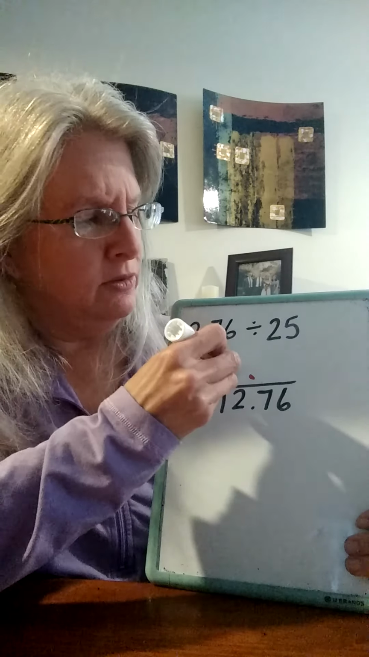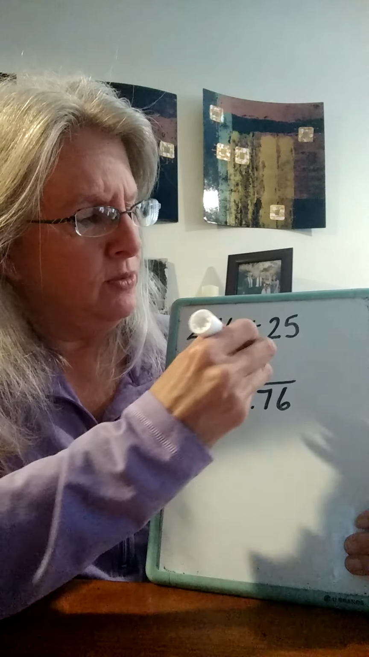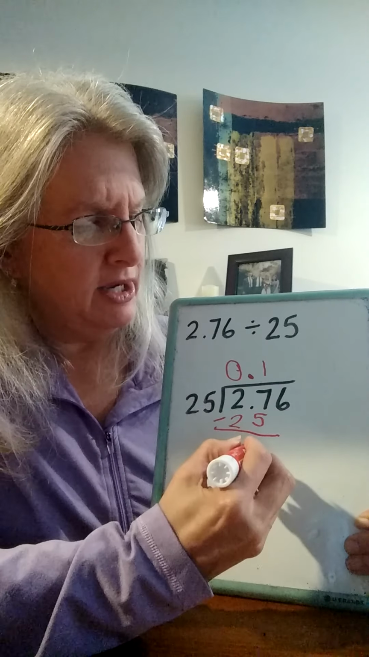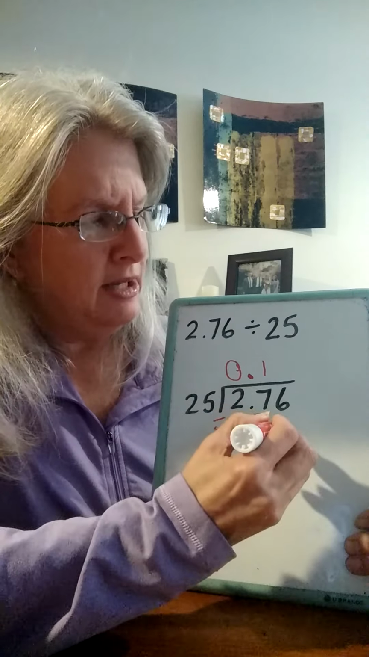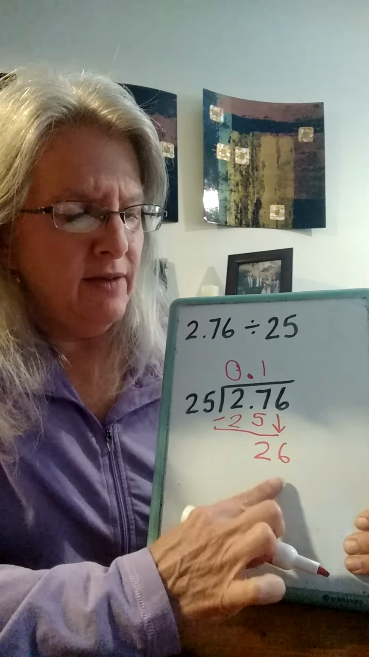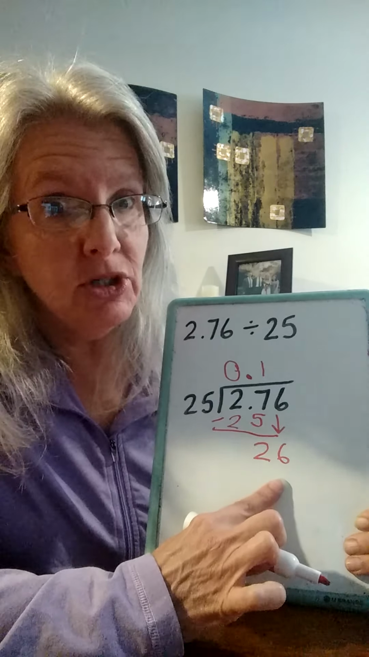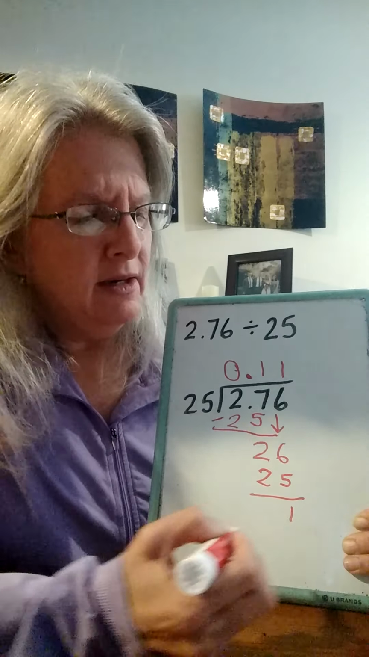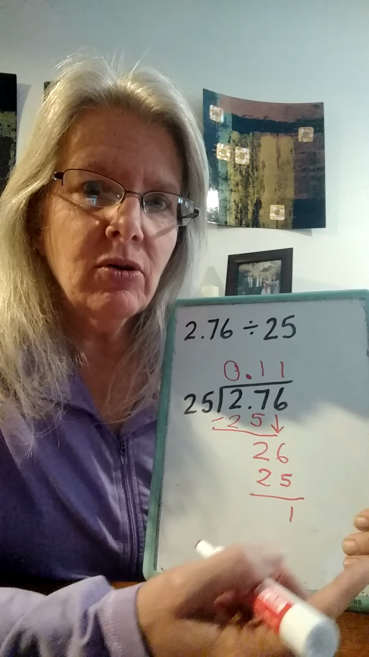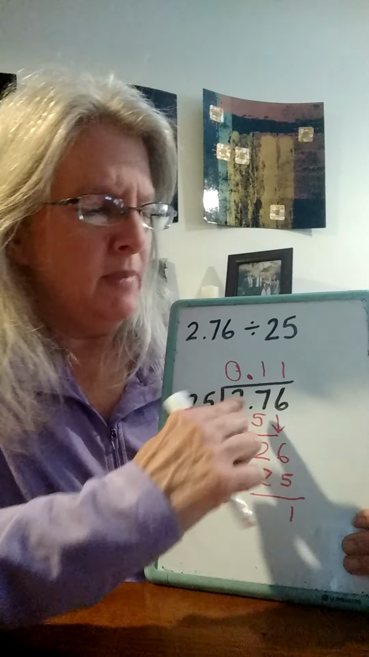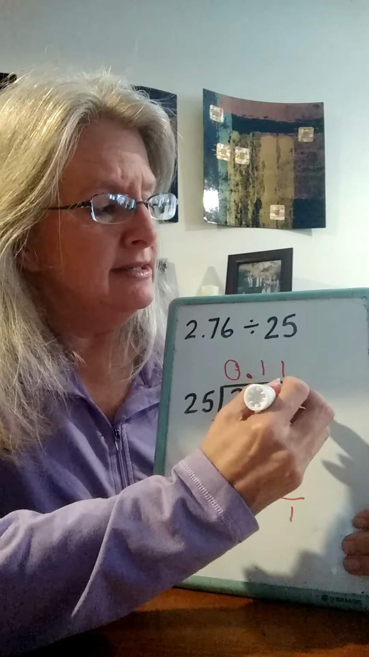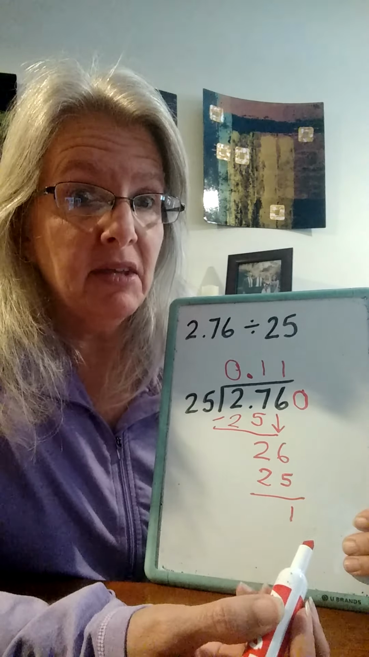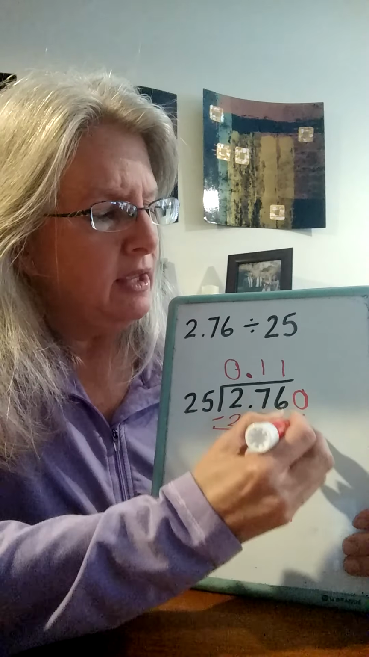25 cannot go into 2, but 25 can go into 27 one time. So I put the 25 there, I subtract and get 2, bring down the 6. 25 can go into 26 one time, and we have a remainder of 1. Now, with the decimal, we don't write remainder 1. We keep going. Remember, 2.76 is the same as 2.760. So we're just going to add a 0, and we're going to bring it down.